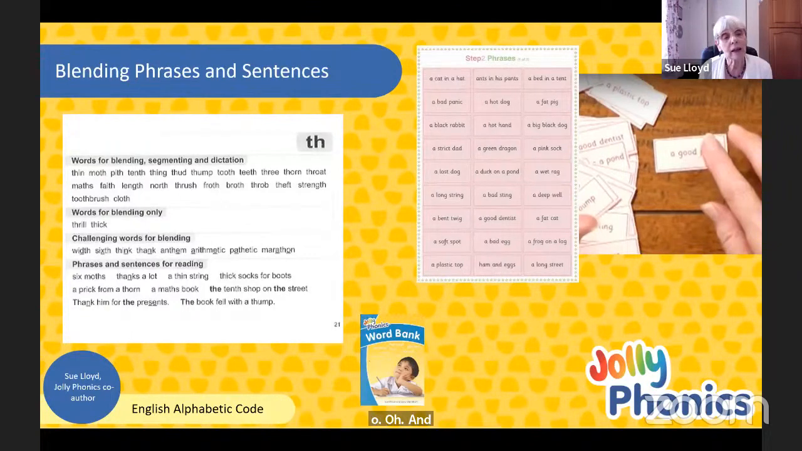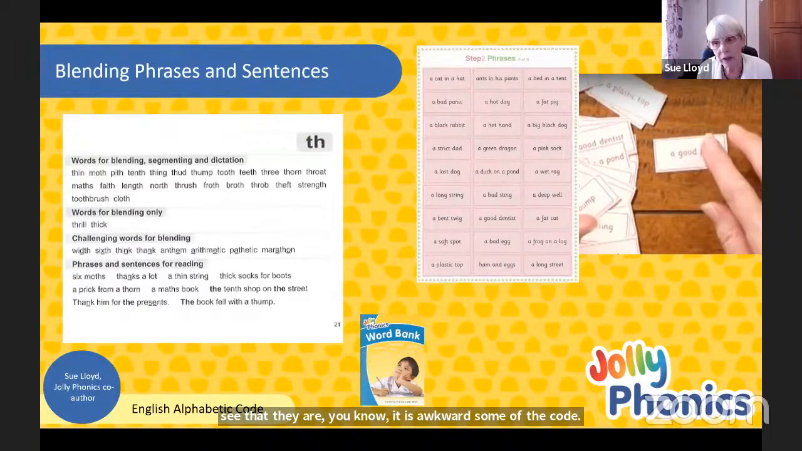And the same with thick, it's got the CK. So it makes that a little bit more difficult. But of course, if you've taught them when they come to a double letter to say the sound once, then that's fine. Then you've got challenging words. And this is where you see that it is awkward, some of the code. Look at width. We hardly hear the d. It is there, but we hardly hear it.